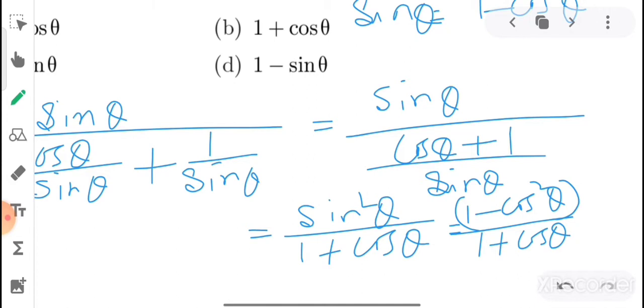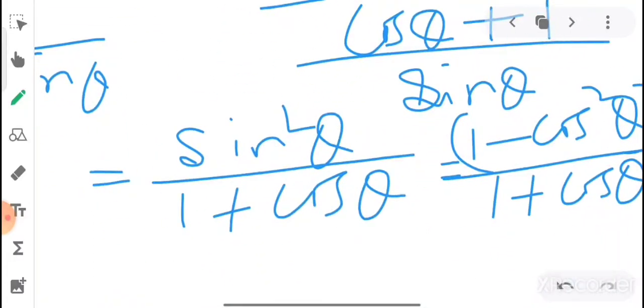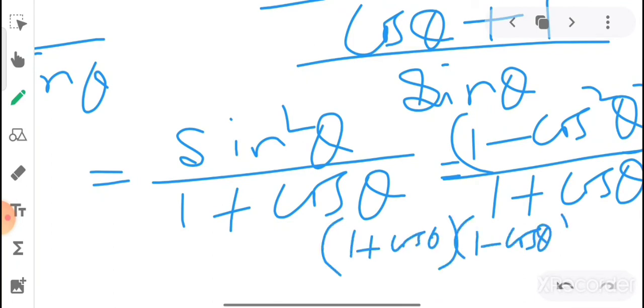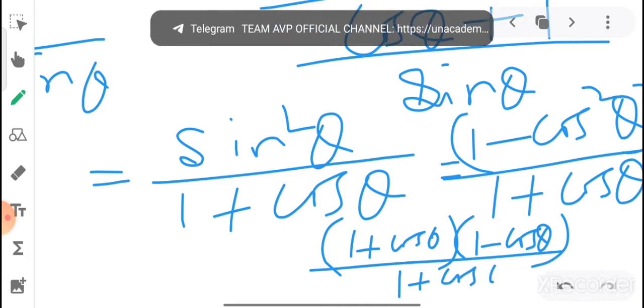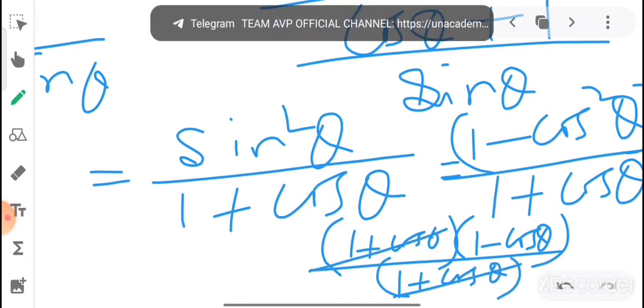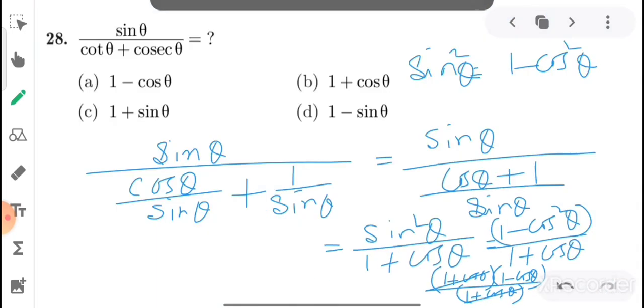If we take 1 minus cos square theta as a square minus b square and use this formula of a square minus b square, then it will be (1 plus cos theta)(1 minus cos theta) by 1 plus cos theta. And 1 plus cos theta omitted from numerator and denominator, it will give us 1 minus cos theta only. So answer will be 1 minus cos theta. Okay, move to the next question.